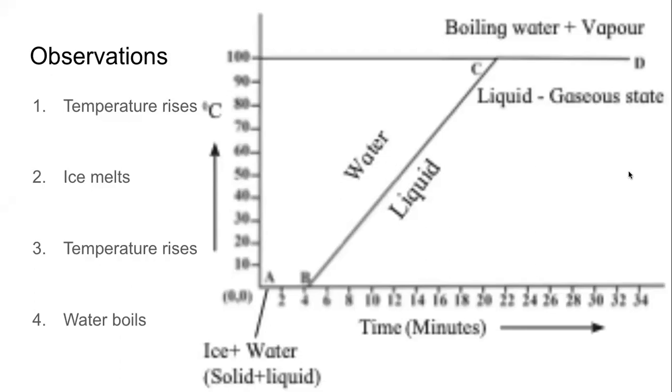So the explanation is this. First, the temperature of the ice increases. Then ice melts at the same temperature, 0 degrees Celsius. Third, the temperature of water increases. It goes up to 100 degrees Celsius. Then the temperature remains the same, but water boils. That is, the liquid water converts into water vapor.